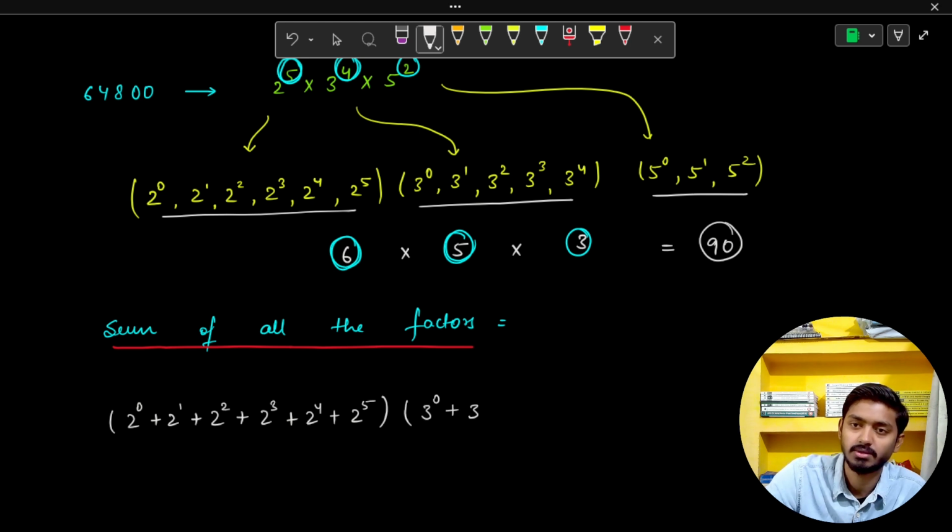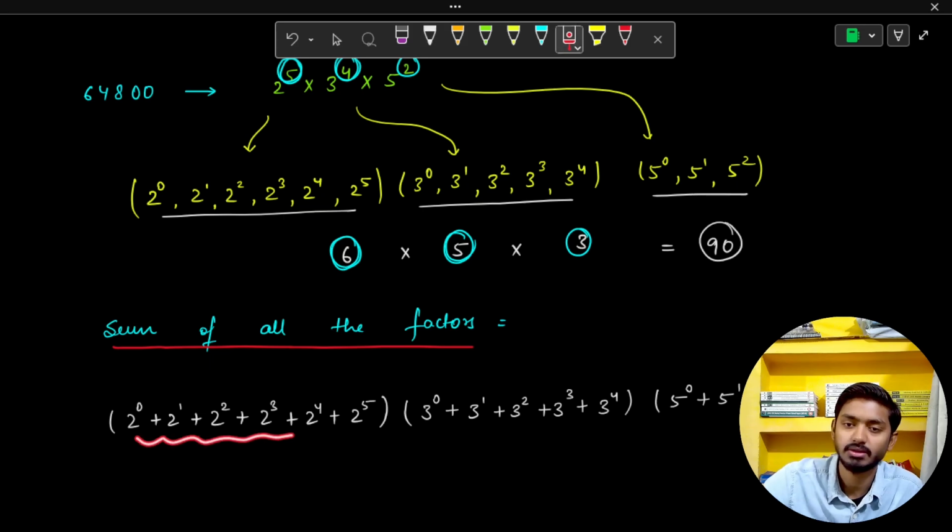Similar goes for 3 and for 5. Add all the factors of 2, 3 and 5 respectively and multiply them. That is how you find the sum of all factors. Now, you can apply the sum of all terms in a GP, geometric progression, which we learned in the previous class, or you can directly solve it. It is not that lengthy.